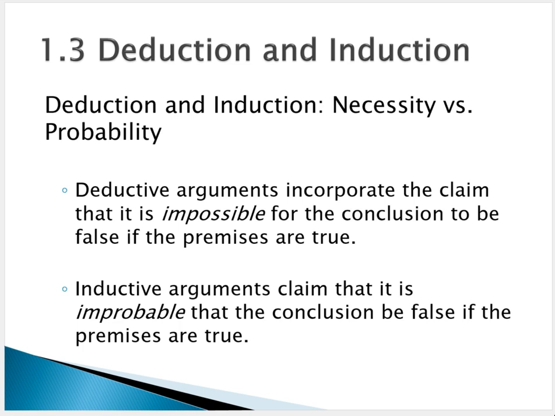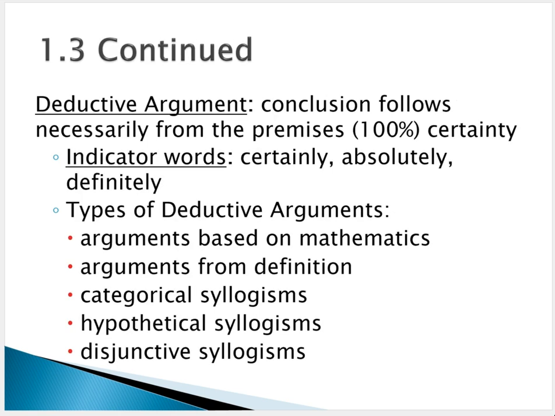So let's start and go through. Deductive arguments: conclusions follow necessarily from the premises with 100% certainty. Indicator words: certainly, absolutely, definitely. Types of deductive arguments that you see are going to be things like mathematics, like when you do proofs in math, arguments from definitions, and categorical syllogisms. We haven't talked about syllogisms yet, but we will later. There are some different types of syllogisms that are also deductive arguments.